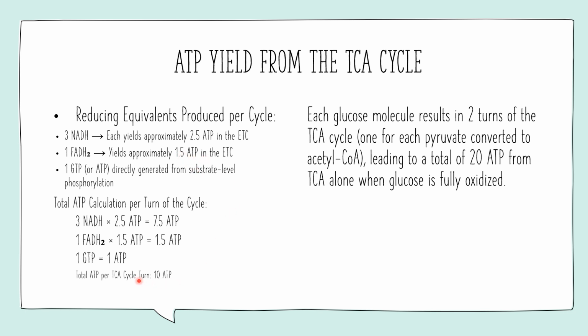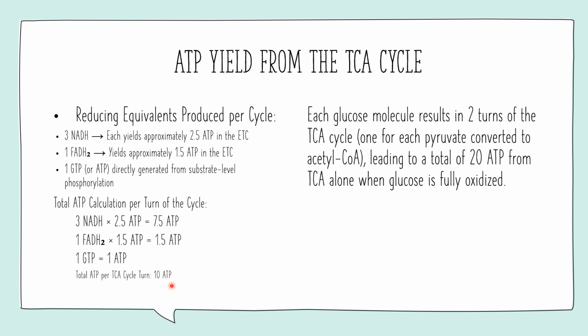So with that in mind, we know the three NADH from the TCA cycle will generate 7.5 ATPs, while one FADH2 will generate 1.5 ATPs. And remember, we had one GTP generated from the succinyl-CoA synthetase reaction, which is equivalent to one ATP. So if we add all this, we know a total turn of the TCA cycle will generate 10 ATPs.